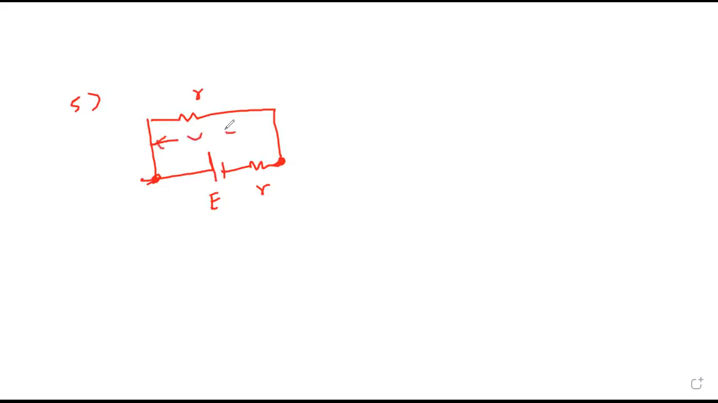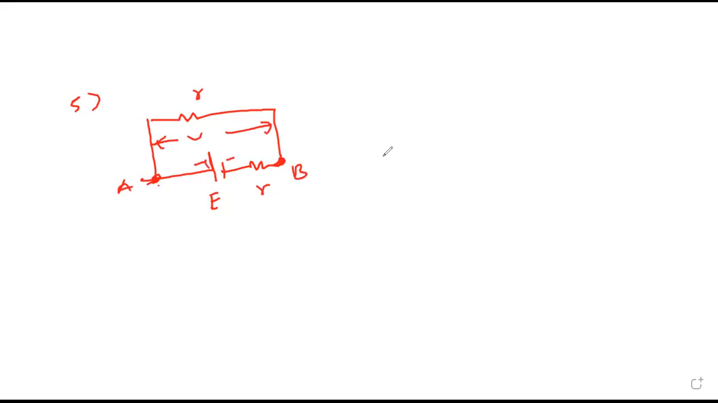Okay. A cell of EMF E and its internal resistance small r is connected to an external resistance also small r. Find the potential difference across the terminals of the cell. That means indirectly you have to find the voltage V across this resistance. If I call these points A, B, then between A and B this small r is connected.